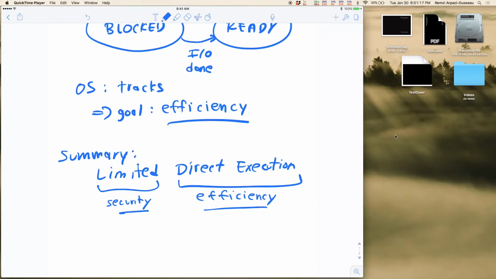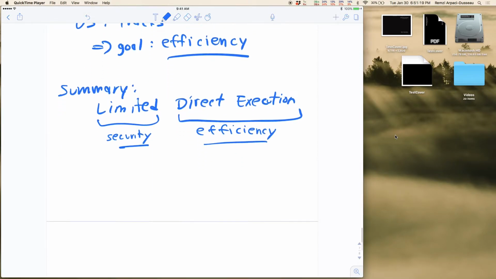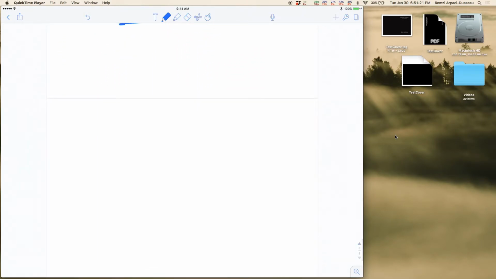Okay, so if that's that, then we have one more lecture piece to talk about today, which is we are going to go from mechanisms up to policies.